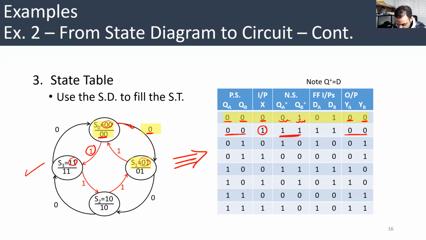So 0 is going that way, 1 is going that way. Let's change the color to make it clearer. When the input is 0, we go that way. When the input is 1, we go that way, to 1 1. Then you do the same for all the other states. You're going to find out that this column here is not filled.